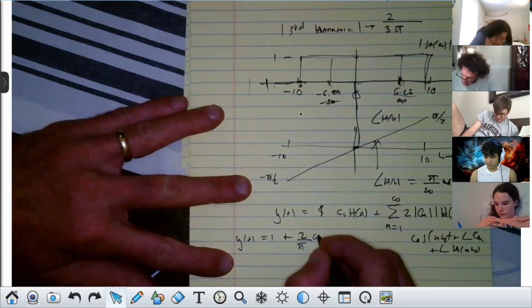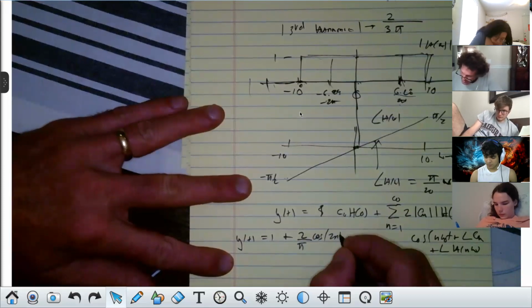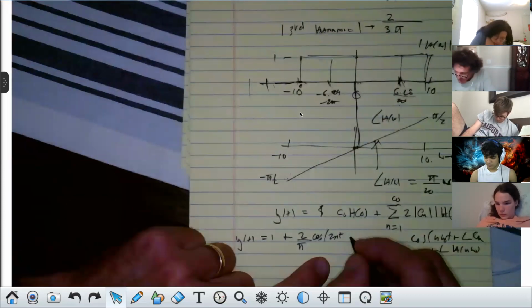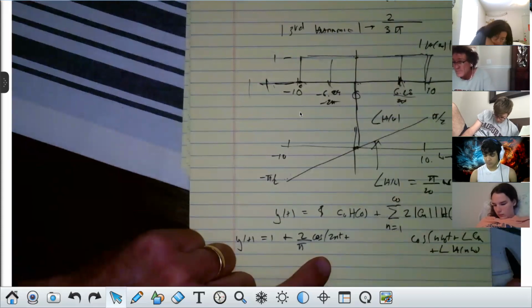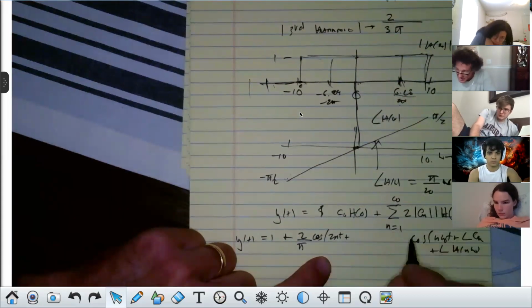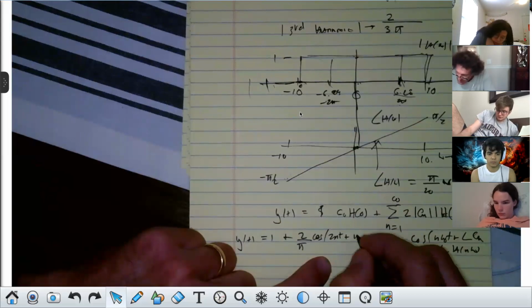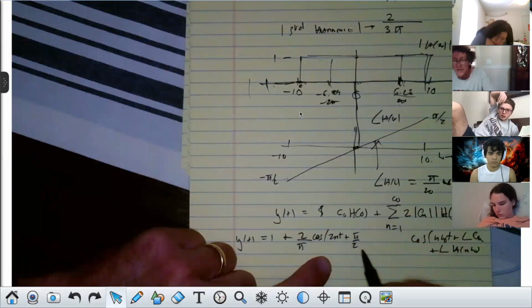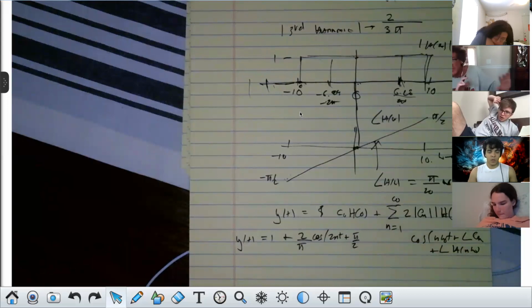Times cosine of what? Just 2 pi t, correct? n is 1, right? Plus the phase angle of C of n, which was independent of what? n. What is it? Pi over 2. Always pi over 2. That's C of n, isn't it? I'm not asking for the phase angle of the H of omega yet. That's the original phase angle associated with C of n. Correct, class?